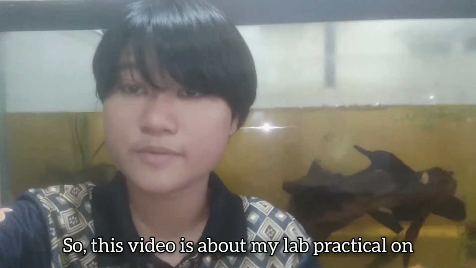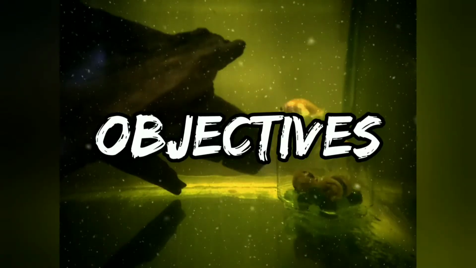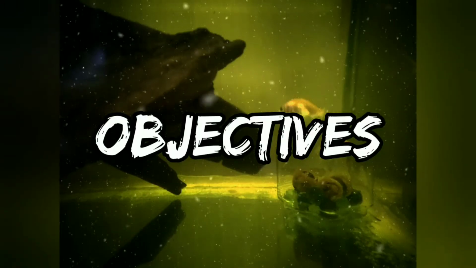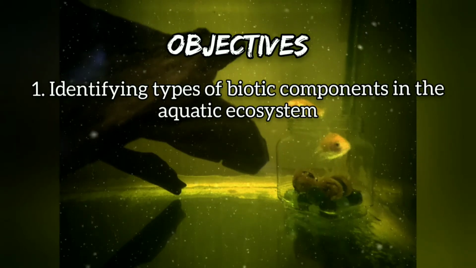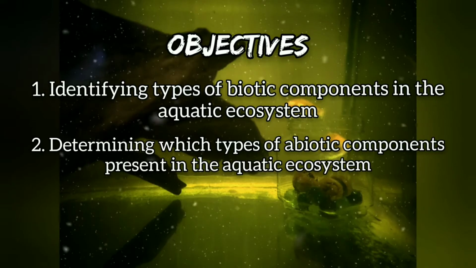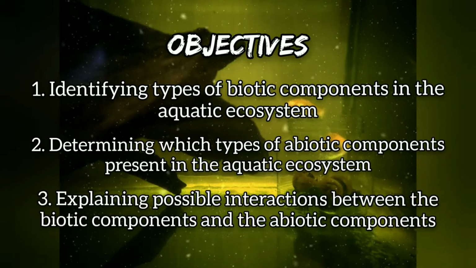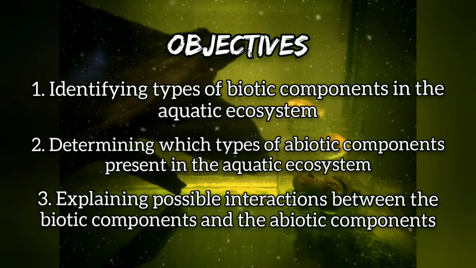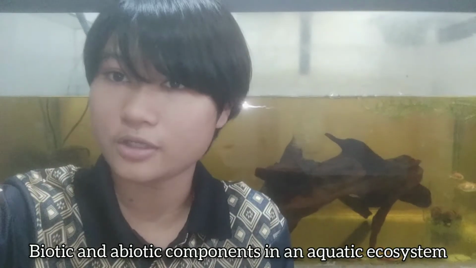So this video is about my lab practical on aquatic ecology. The objectives of this lab practical are identifying types of biotic components in the aquatic ecosystem, determining which types of abiotic components are present in this aquatic ecosystem, and explaining possible interaction between the abiotic and biotic components. This video is entitled Biotic and Abiotic Components in an Aquatic Ecosystem.